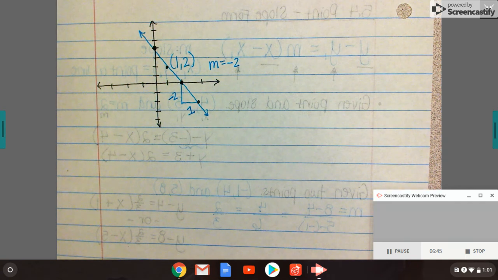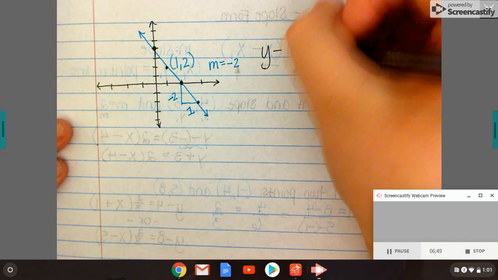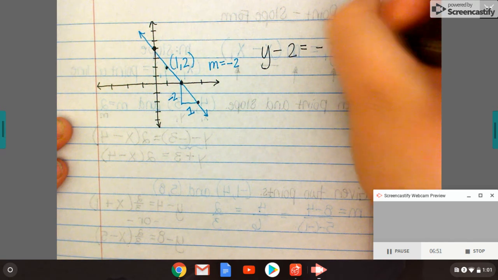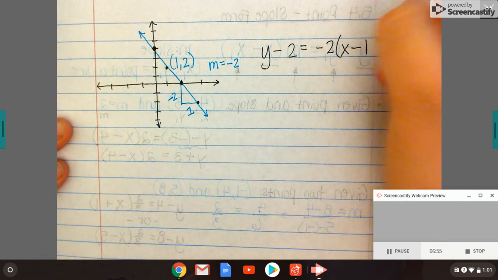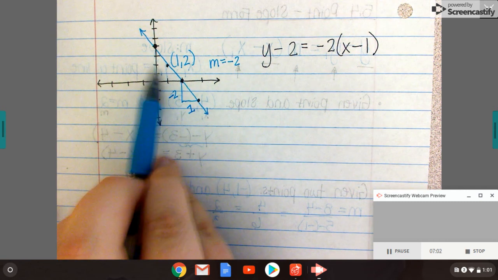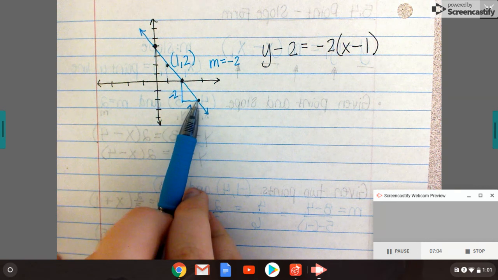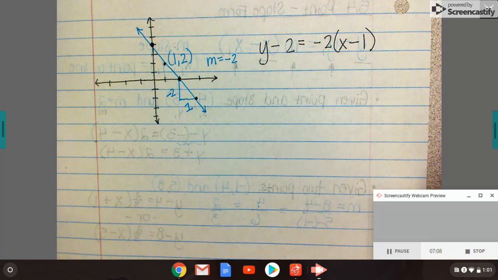So I can just plug those guys in. Y minus y1, which was 2, so y minus 2, equals m, which was negative 2, times the quantity x minus x1, which x1 was 1, so x minus 1. And again, I could pick any of these points. I bolded in quite a few of them for us, so any point that you want to pick would totally work for these types. Other than that, though, we're all set.